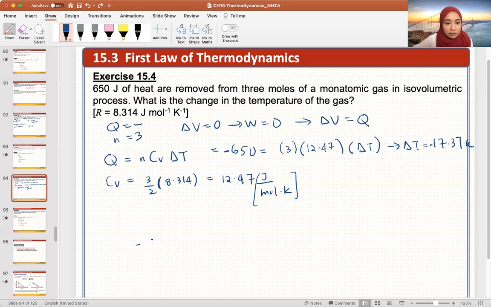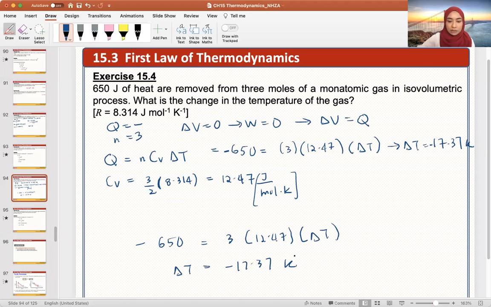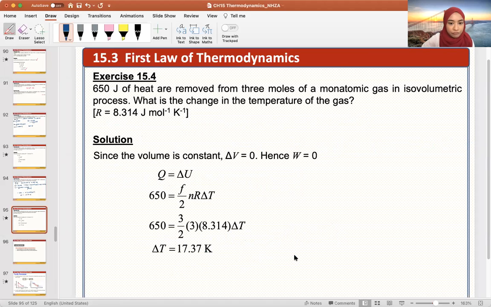So negative 650 joules equals to 12.47 delta T. I should get a negative delta T. Because there is a negative here, delta T is sama juga tapi negatif. Kenapa dia dapat positif? Tengok sekejap. I think the answer should be negative. I will check back on this one. Okay, thanks Umar. I will make a star over here and get back to you on this one.